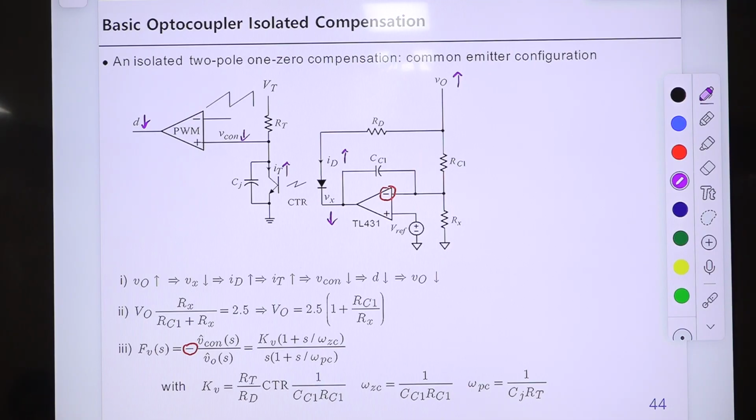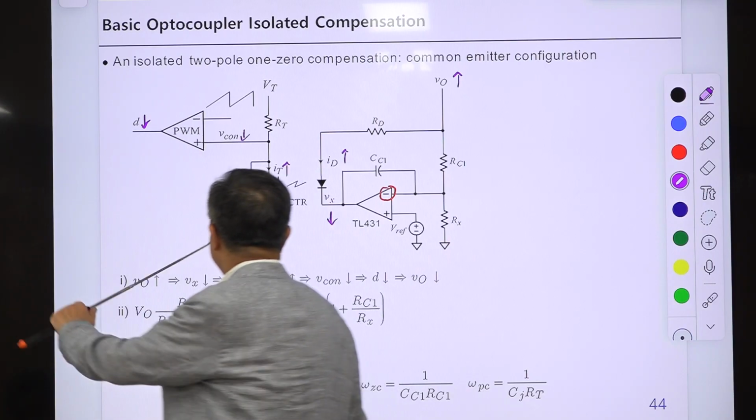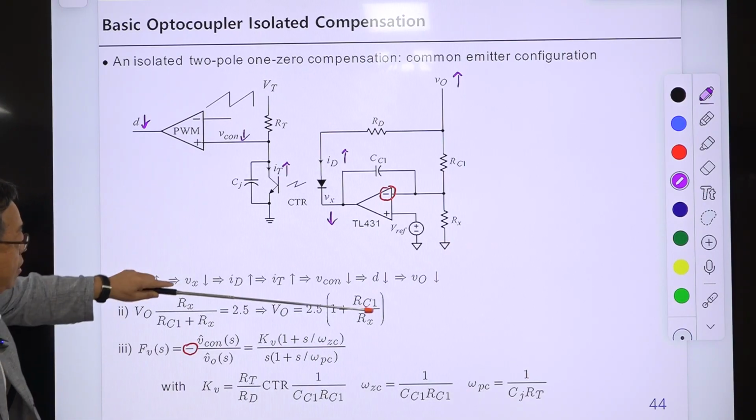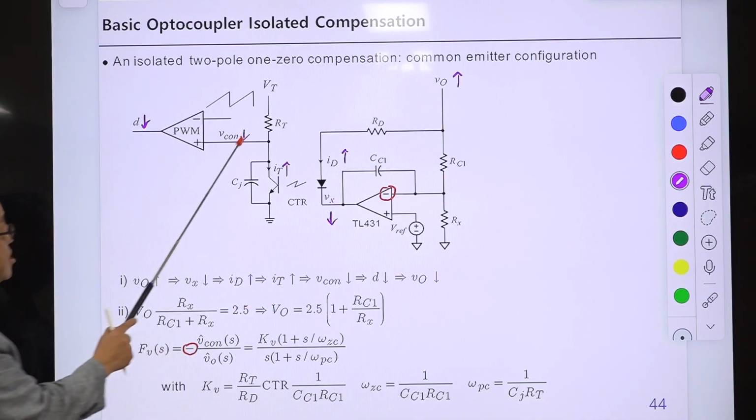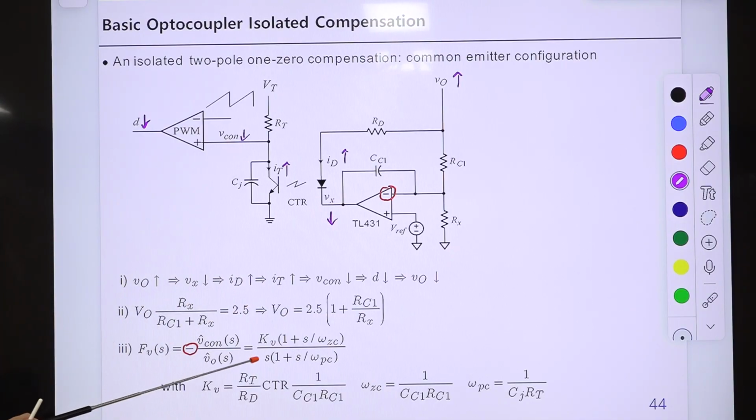Okay, that is the basic principle of negative feedback, and we will analyze this. Then we will find the transfer function of this. This negative is coming from this, and this is the input, and this is the output. Then the transfer function is this form.